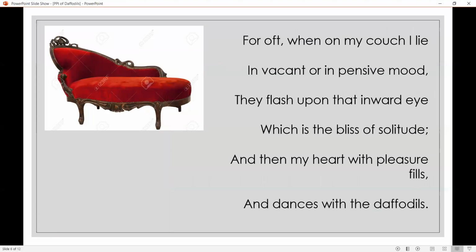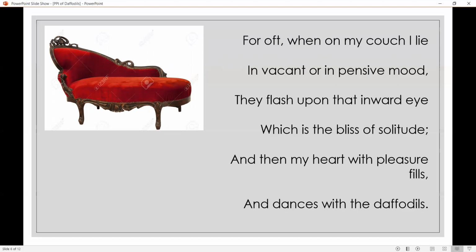For oft when on my couch I lie, in vacant or in pensive mood, they flash upon that inward eye, which is the bliss of solitude. And then my heart with pleasure fills and dances with the daffodils. So often, what does he do? When he lies on his couch, vacant, not doing anything at all, in pensive mood, pensive meaning sad or sorrowful mood, they flash upon that inward eye.